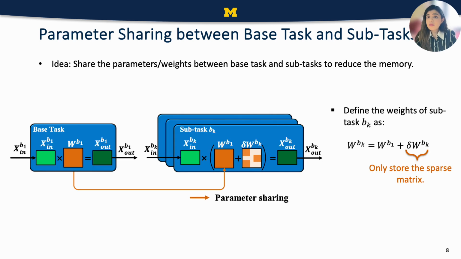First, to reduce the memory across the task domain, for each subtask, we use the weight of the base task plus a sparse delta weight matrix, as shown here in this figure. In this way, for each subtask, we have to store only this sparse delta weight matrix, which can potentially lead to memory reduction. This step is called parameter sharing.